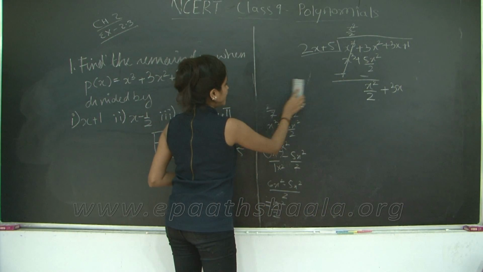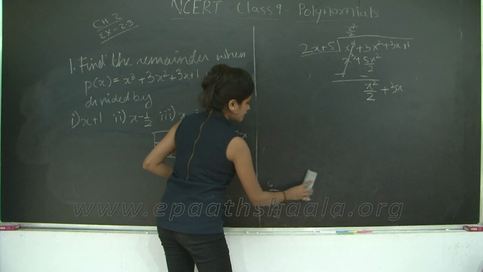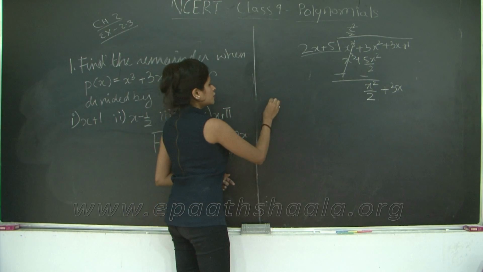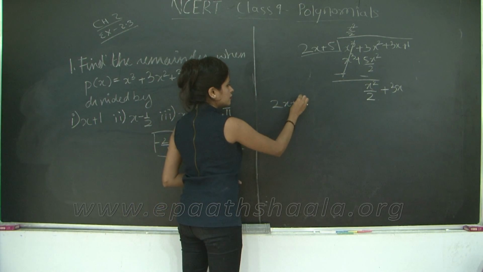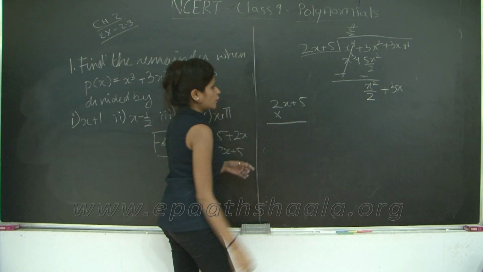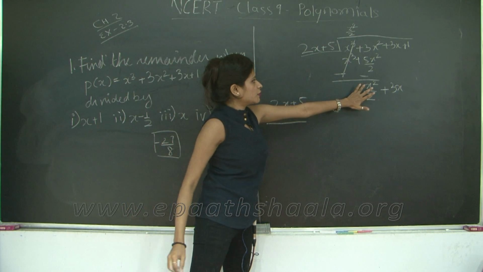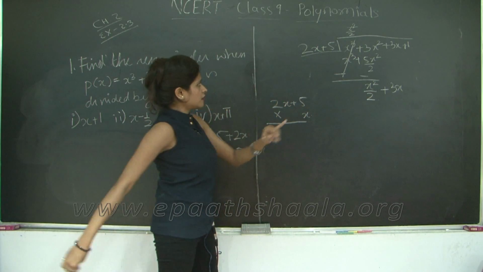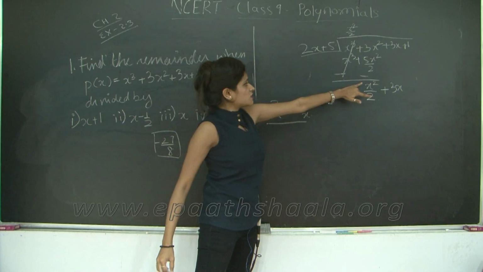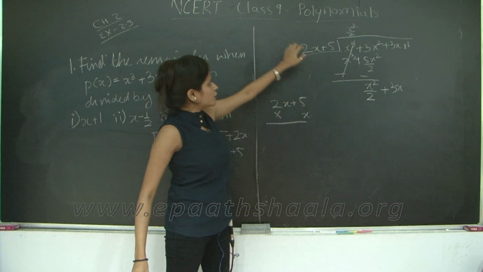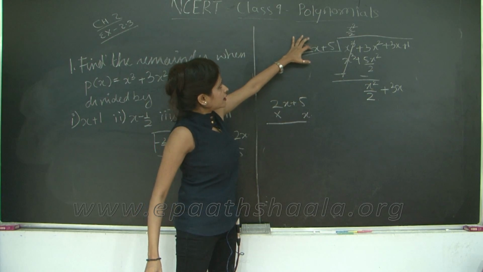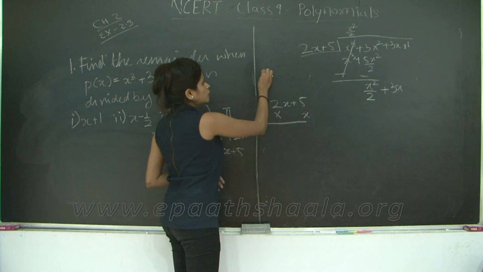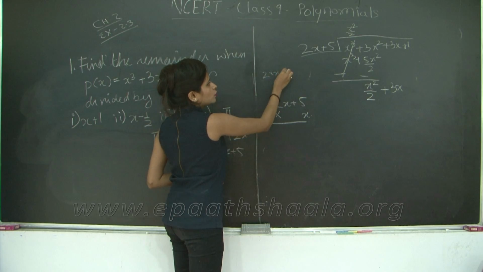Now 2x plus 5 into what is going to give me x square upon 2 as my first term? First of all, let's check the variable. You have x square and x over here. So you first multiply it by x, and you are sorted with x square. Now you want it upon 2, so you look at this coefficient. 2 into what will give you 1 upon 2?